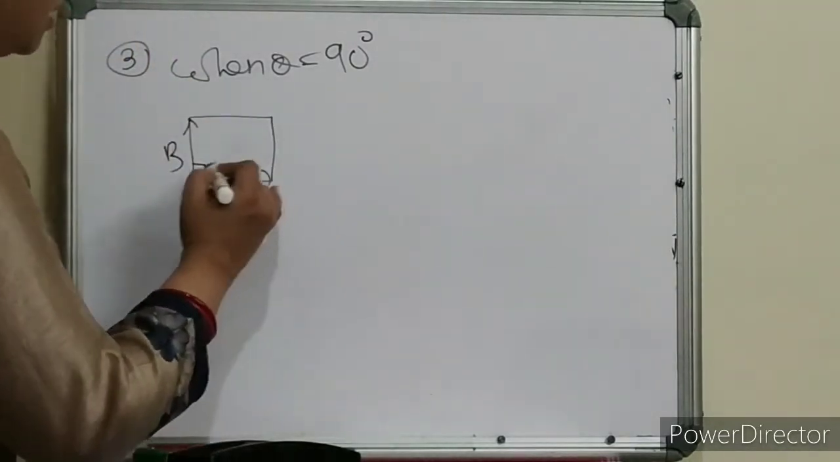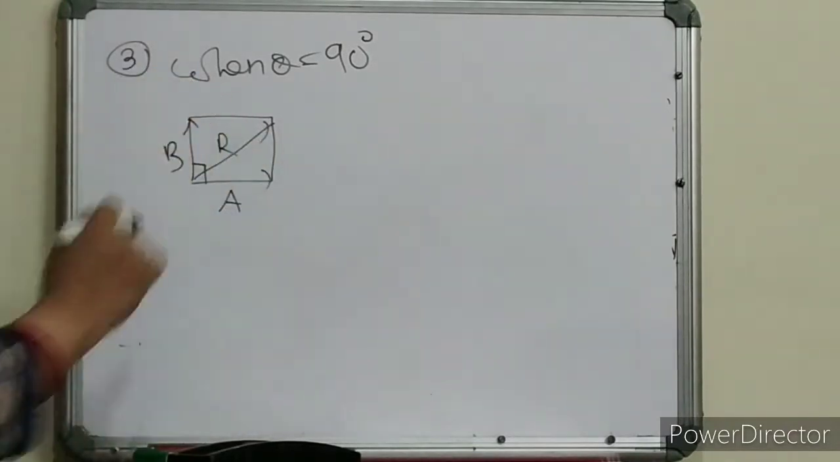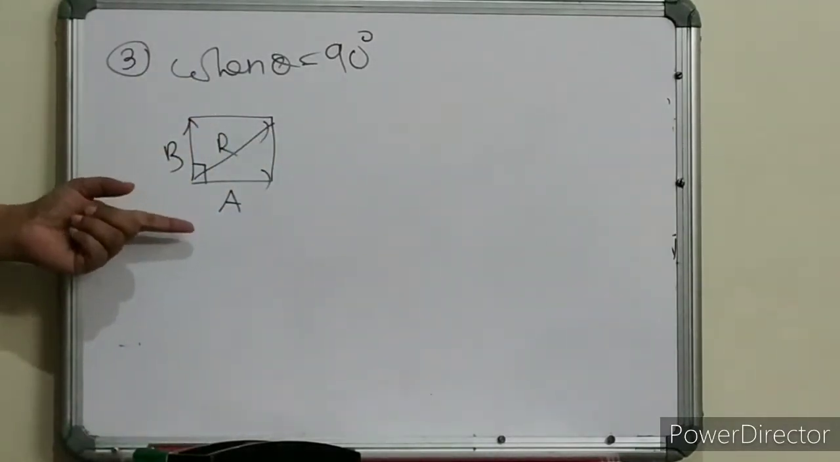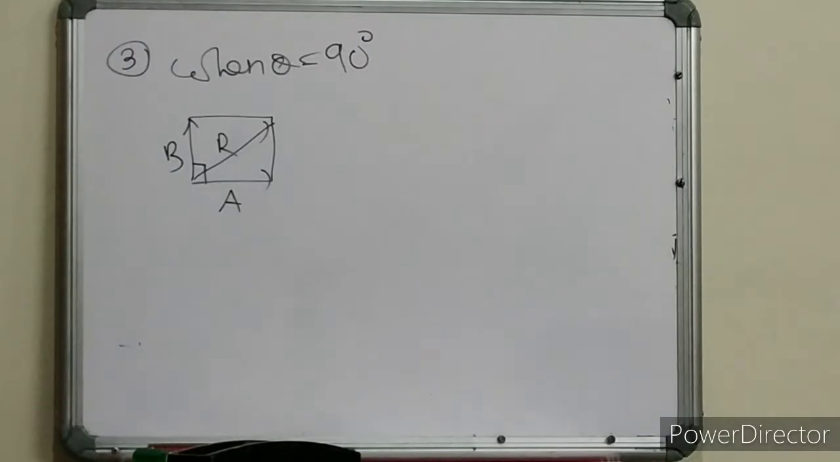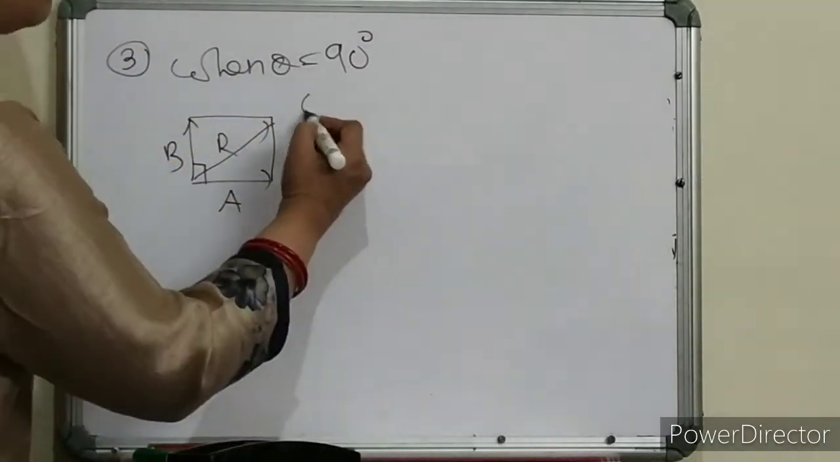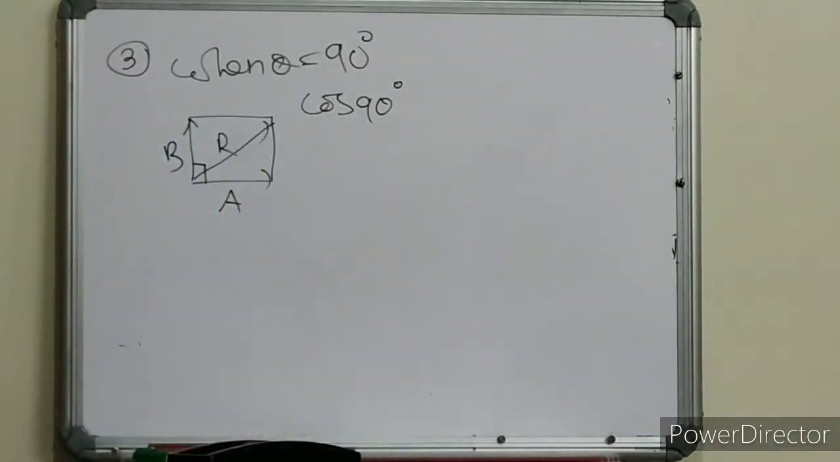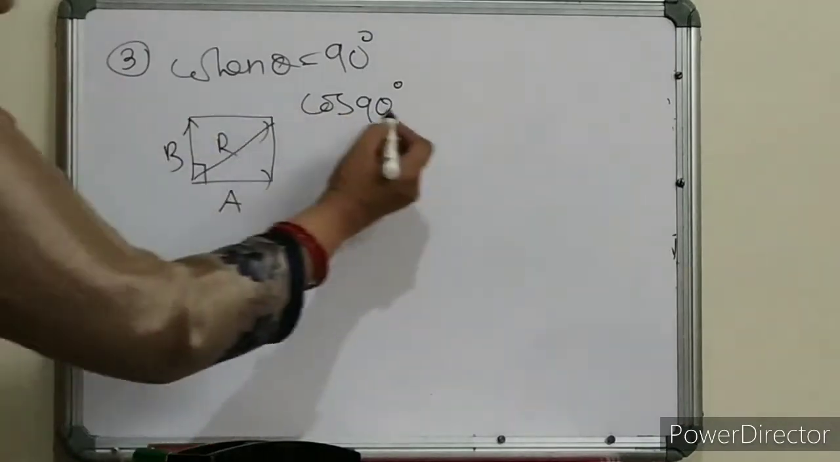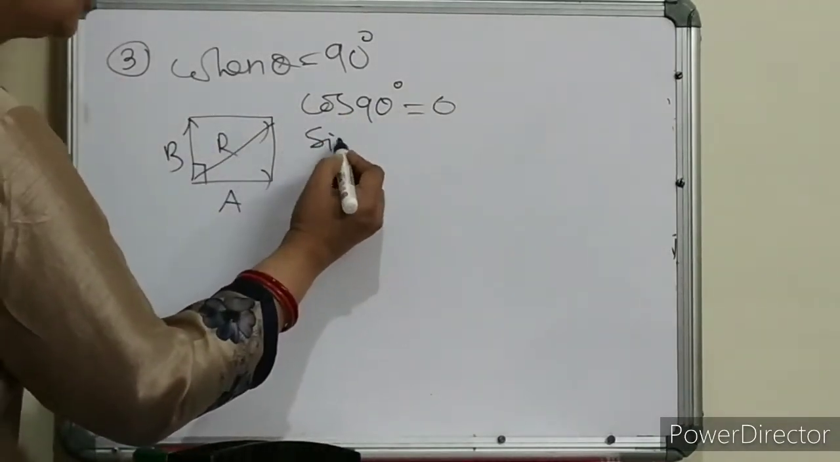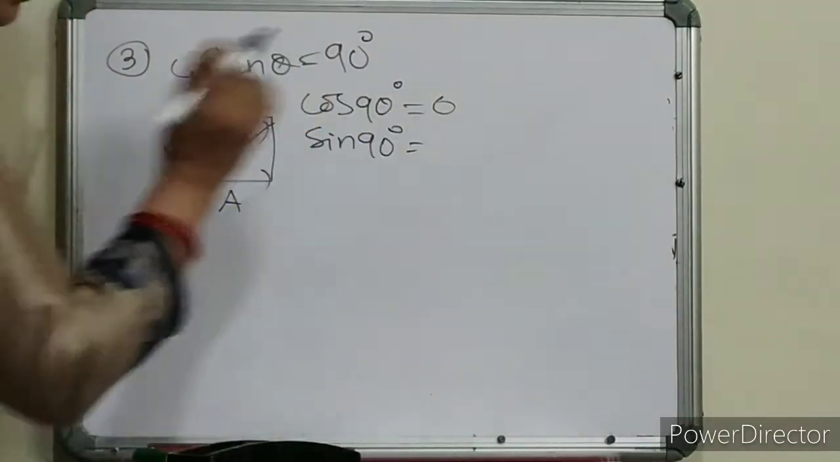So this is your parallelogram, this is your resultant R, children. This is a special case, where theta is equal to 90 degrees. If theta is equal to 90 degrees, what is cos 90? You can use your Pythagoras theorem, as we have used in graphical cases. Cos 90 will be 0. What is sin 90, children? Sin 90 will be 1.